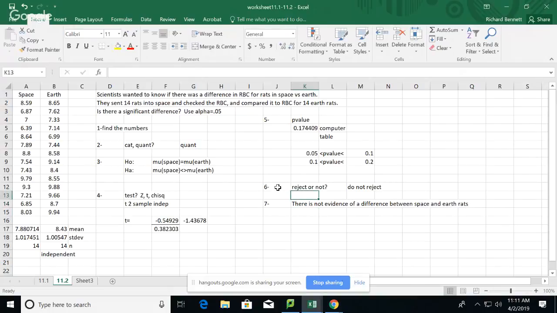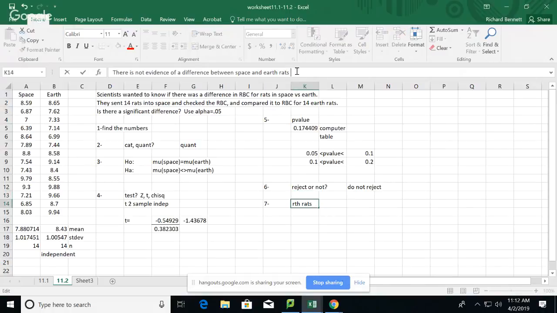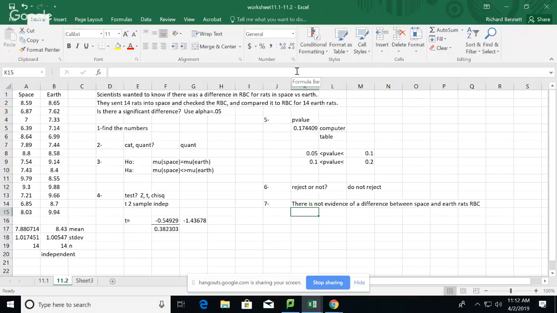Who agrees with Ashley's conclusion? 1, 2, 3, 4, 5, 6, 7, 8, 9. Who disagrees? We have to put RBCs in that conclusion. Yeah, red blood cells. You should put that in there. You should probably say something about what kind of. Do you agree now? Yeah. Okay. All right, we got 3 minutes left.